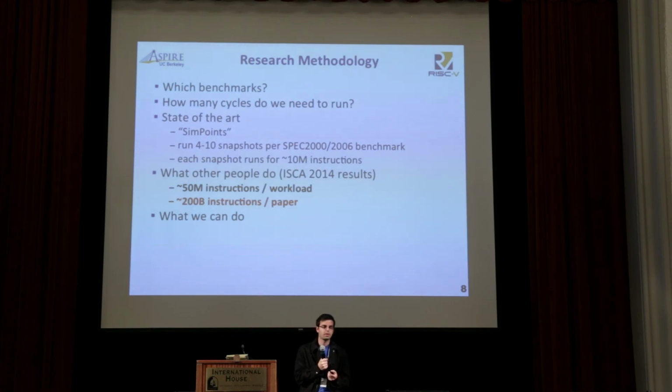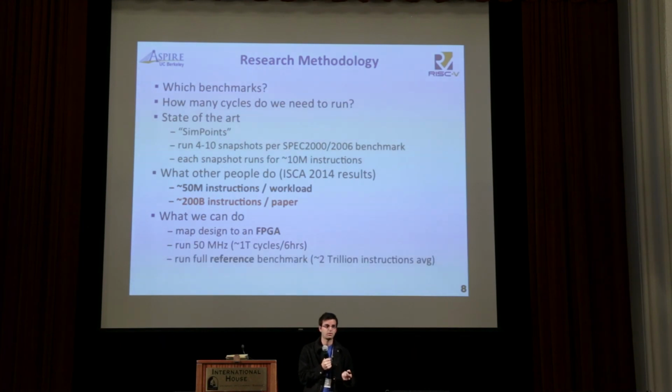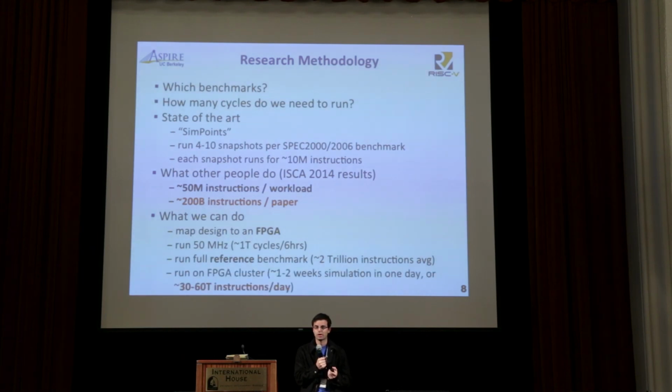So what do we hope that we can do? We're going to map our design to FPGA. We can run at 50 megahertz. That's about 1 trillion cycles, rather, in 6 hours. And just to give you a reference, if you want to run a single SPEC reference 2006 benchmark, you're looking at an average of around 2 trillion instructions. So if we have an FPGA cluster, we could in a single day run 30 to 60 trillion instructions a day. So we're hoping that maybe we can actually get you a SPEC number, which would be really pretty cool.